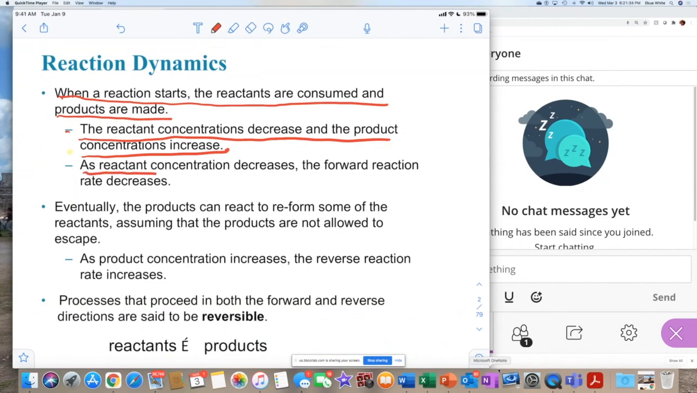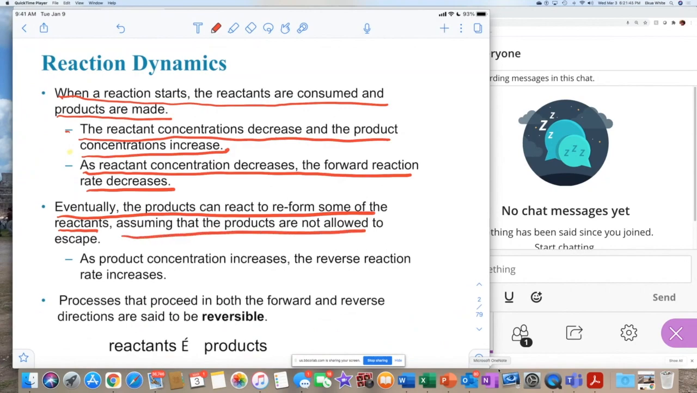As the reactant concentration decreases, the forward reaction rate decreases. Eventually, the product can react to reform some of the reactants. Assuming that the products are not allowed to escape, as the product concentration increases, the reverse reaction rate also increases. So we're told that in the beginning of this reversible reaction, the reaction acts as though it's any other reaction, not necessarily a reversible one. But there's a certain point where things switch, right?